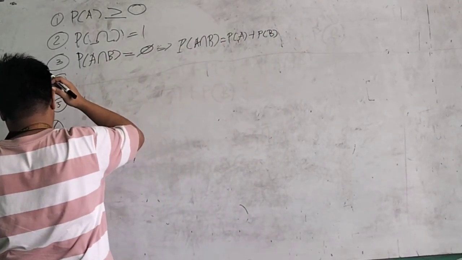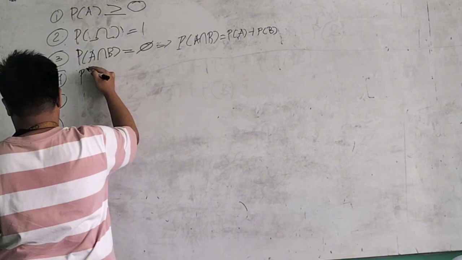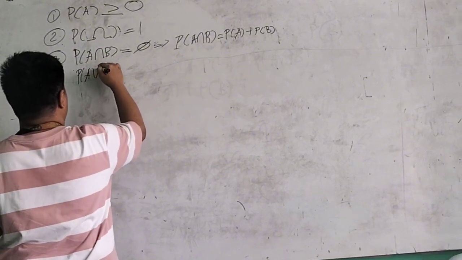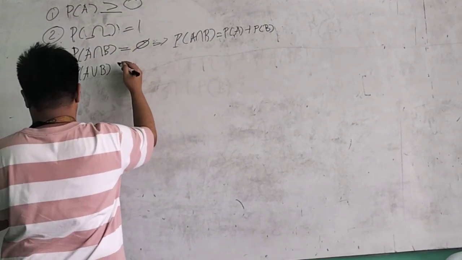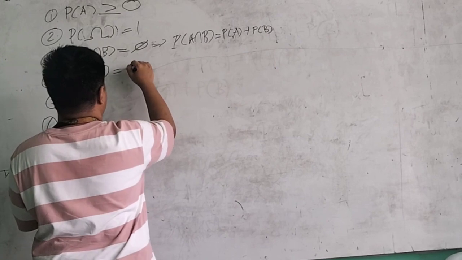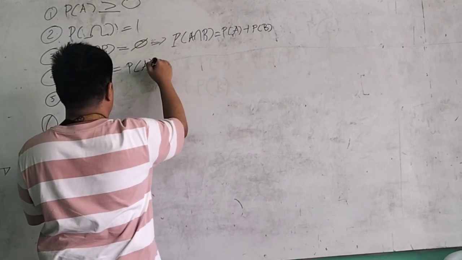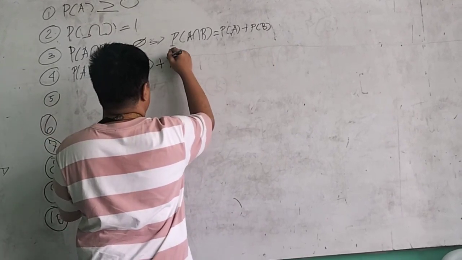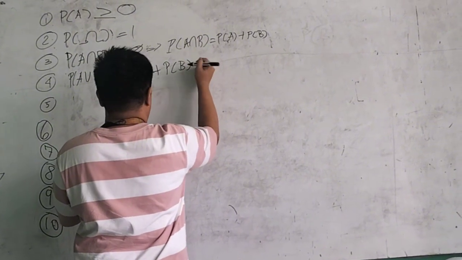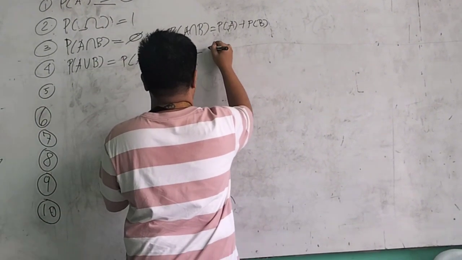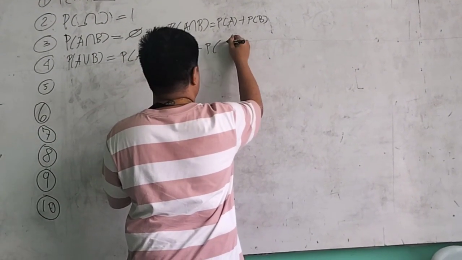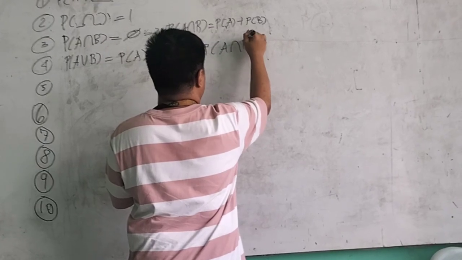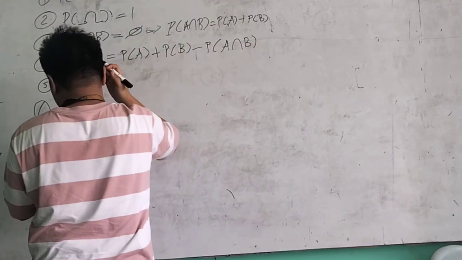The probability of A union B is equal to the probability of A plus the probability of B minus the probability of A intersect B. This is the general addition rule, used when events A and B are not mutually exclusive. Since some outcomes might belong to both A and B, we subtract the overlap to avoid counting it twice.